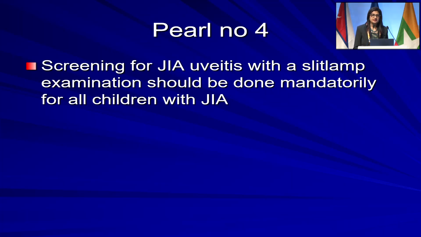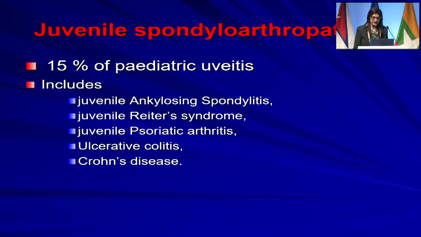If the patient has been sent to you for screening, you cannot send the child back without doing a slit lamp examination. Juvenile spondyloarthropathies make up 15% of pediatric uveitis and include juvenile ankylosing spondylitis, Reiter's, psoriatic arthritis, ulcerative colitis, and Crohn's disease.